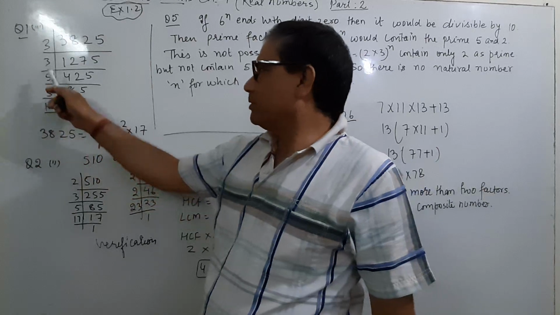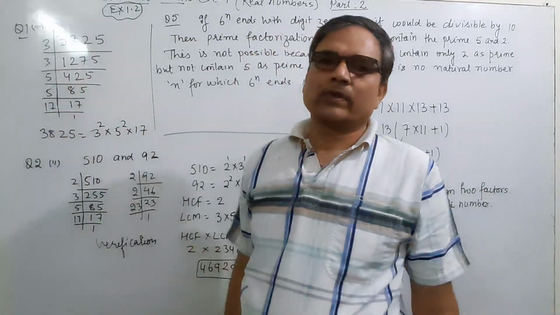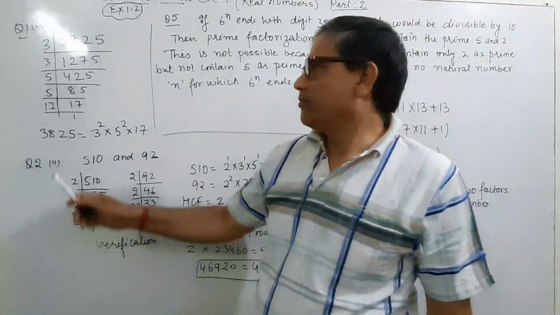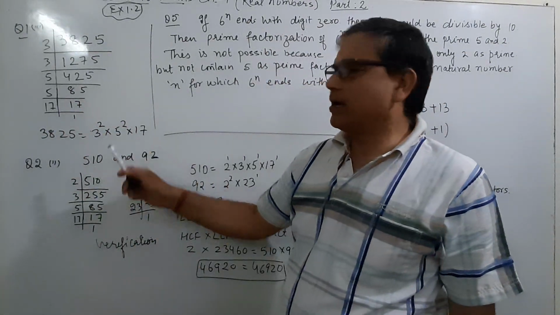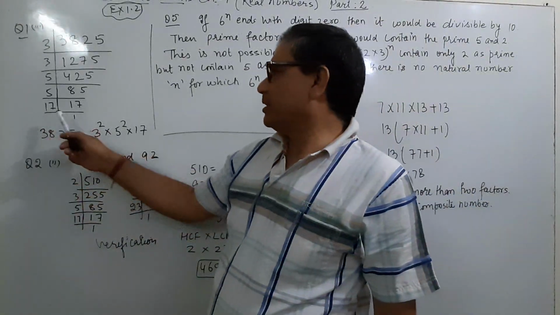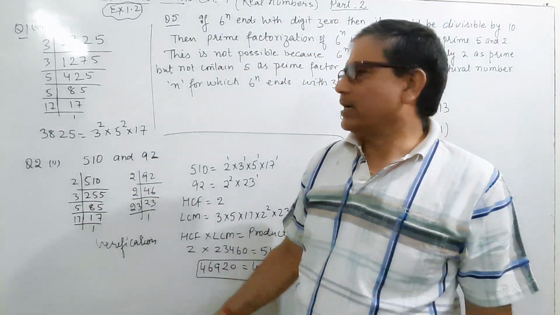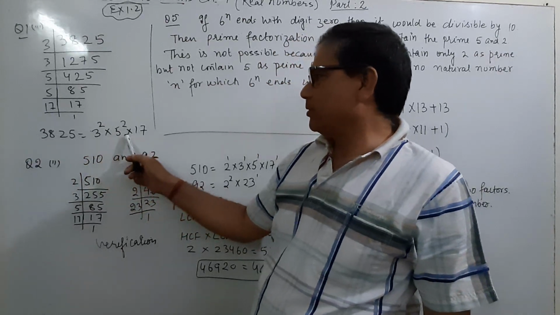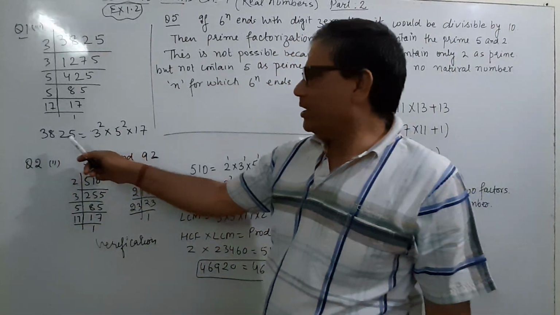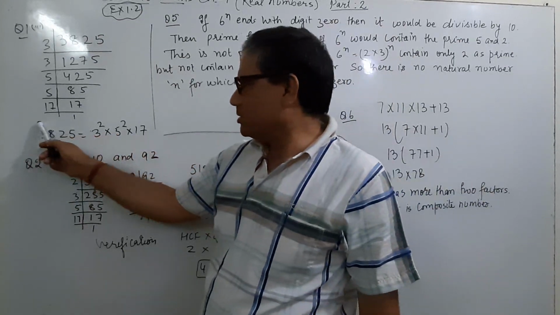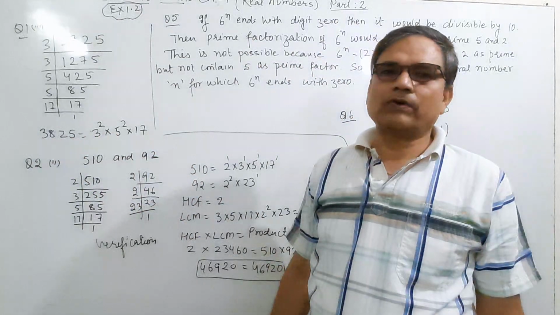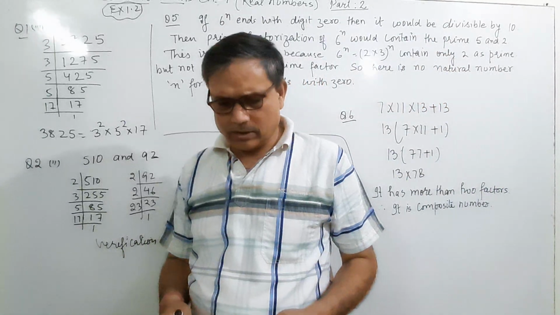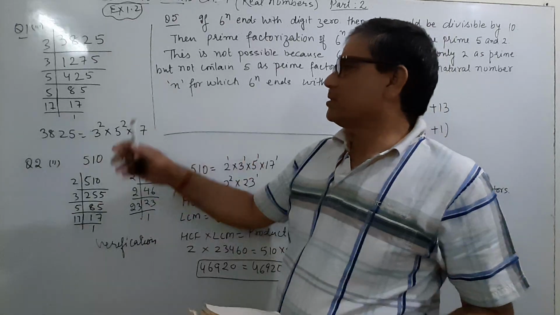3825: how many times is 3? 2 times. So that means 3 square. And 5, how many times? 2 times, 5 square. And this is 17. That means 3825 is 3 power 2 into 5 power 2 into 17. It means 3825 we can express in this form. And similarly, all the other parts are similar to this one.